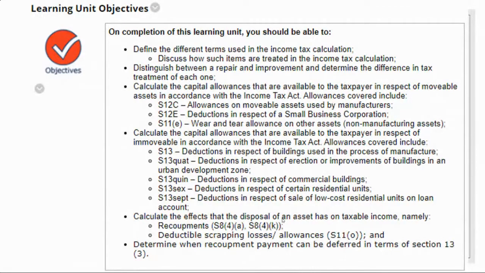And then similar to what we've done with our normal deductions, or where you have your wear and tear allowances, we need to look out for any recoupment when we sell any of these assets, or the scrapping loss, that's where we're selling it at a loss, then we can get an additional deduction in terms of Section 11O.